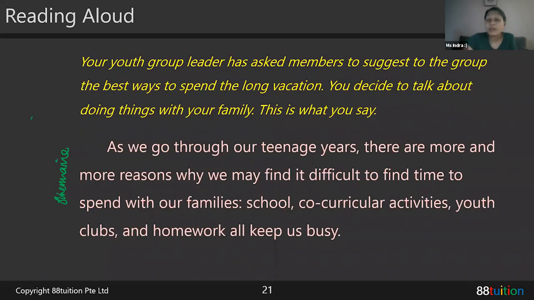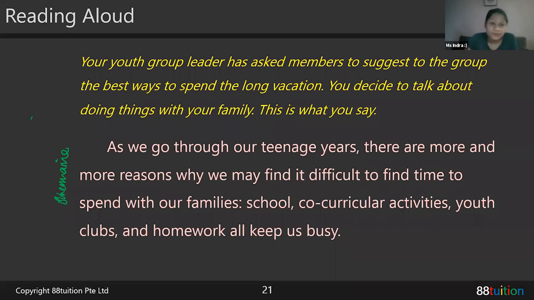Now let me just read for you the context and then we'll start practicing. Your youth group leader has asked the members to suggest to the group the best ways to spend the long vacation. You decide to talk about doing things with your family. So it's sort of in a group context, right? And this is what you say. Charmaine, are we ready, sweetie?